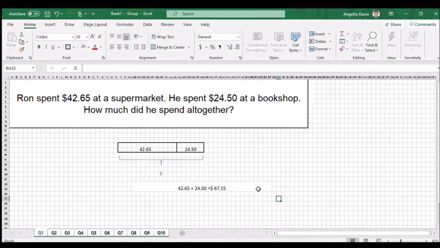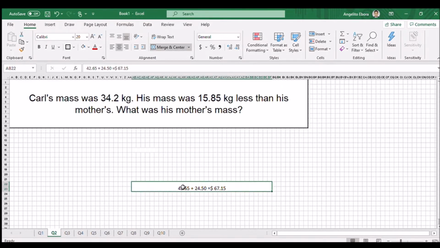So that's question number one. Next, let's move on to question number two. Okay, so let's erase this. Carl's mass was 34.2 kilograms. His mass was 15.85 kilograms less than his mother's. So what was his mother's mass? From this question, we can analyze that Carl's mass was less than the mother. So that means Carl is lighter than the mother.